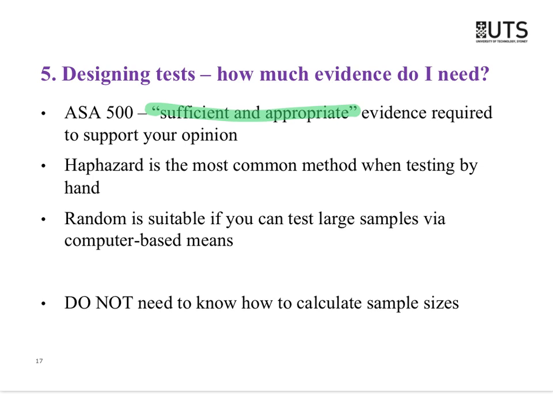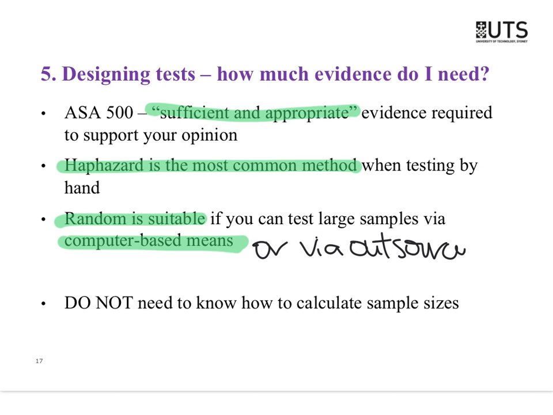Now remember, haphazard is our most common method, and random is suitable if you can test a large number of items over the computer, or, I should have added this, or via outsourcing. And that means, especially for a lot of Australian firms, scanning the 500 sets of documents and then sending them to the Philippines or to India, where auditors over there do all of the ticking and checking that you guys did in the demonstration last week, and for a lot less price as well. So you might be able to do random if you can get somebody cheap to do it.